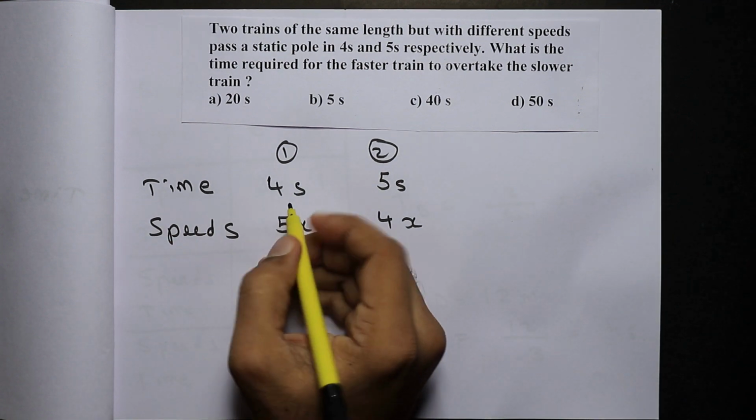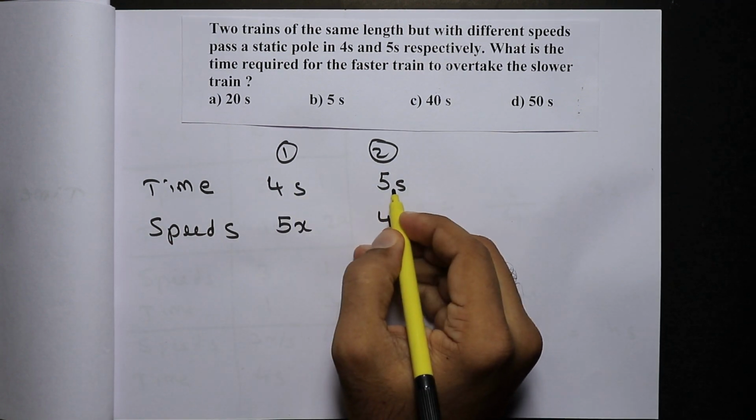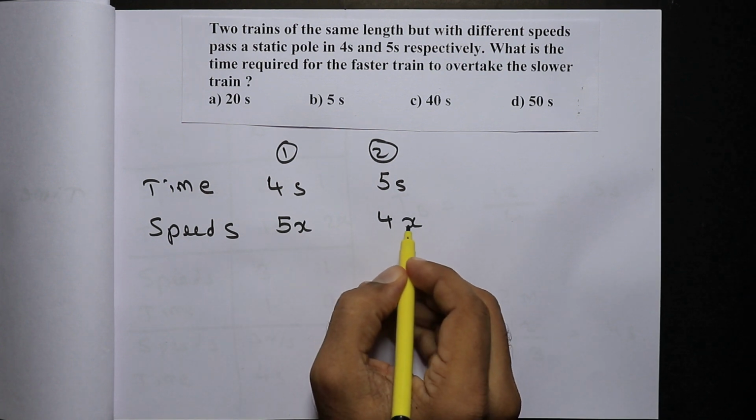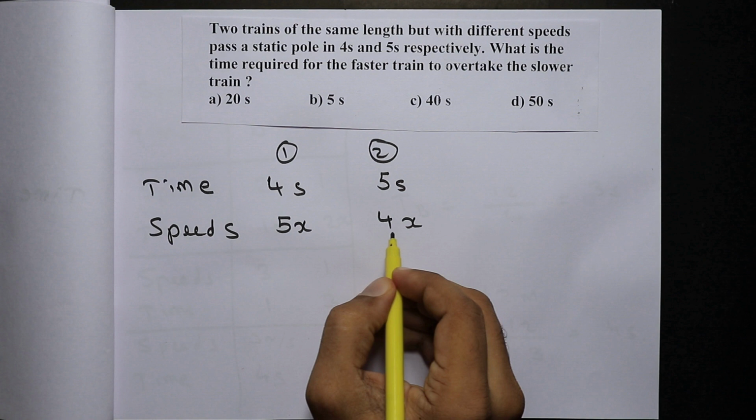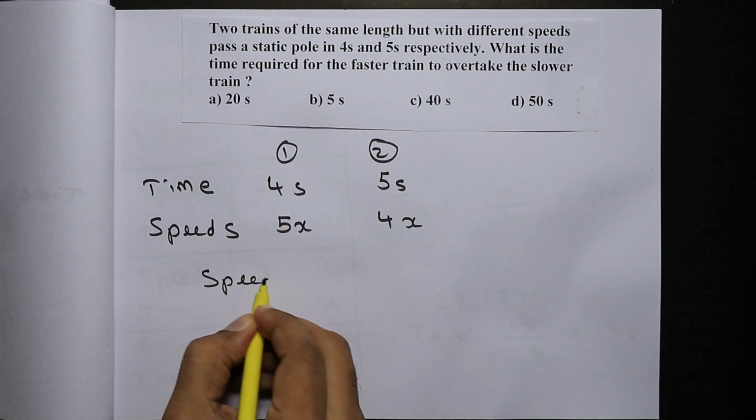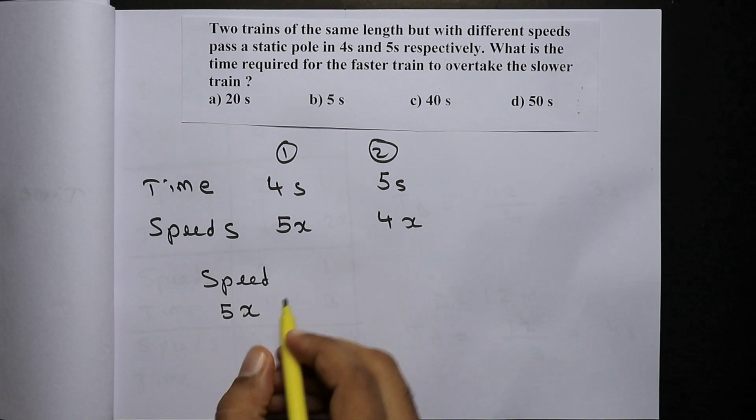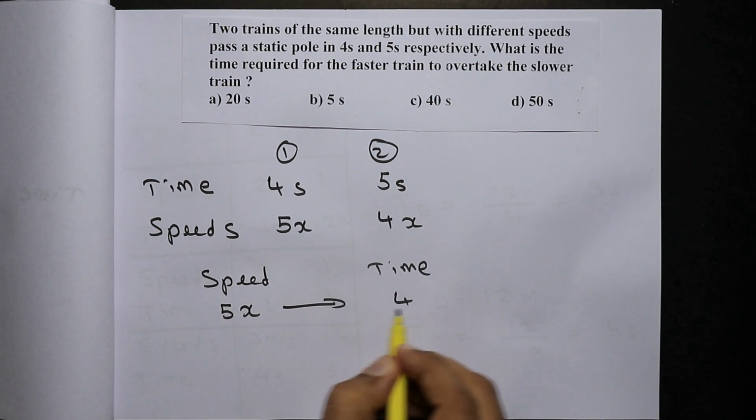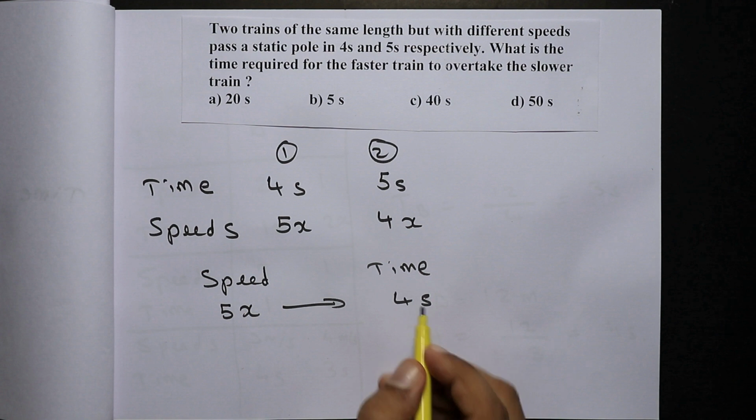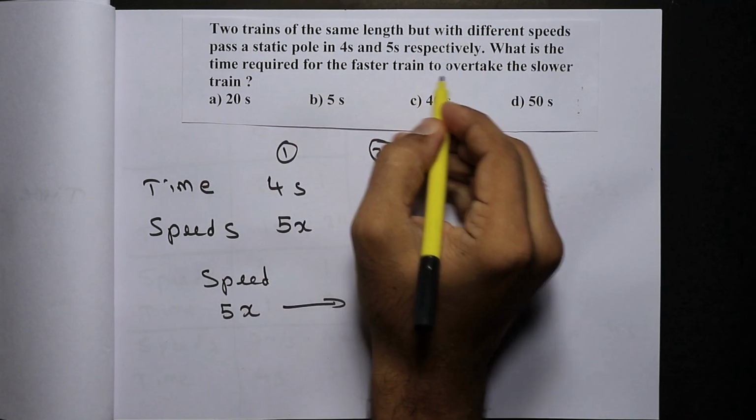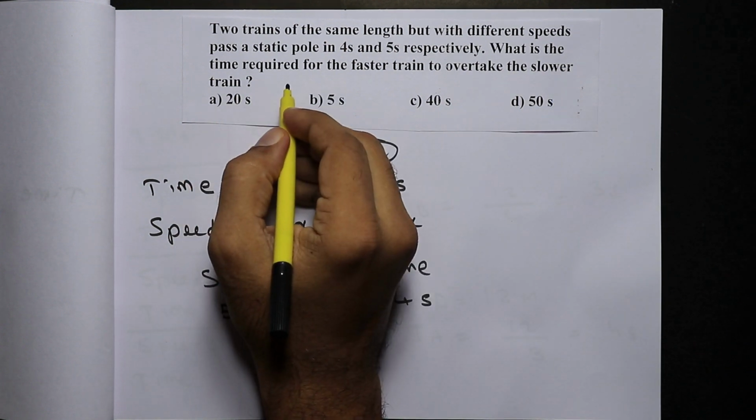So here the time required is in the ratio 4 is to 5. Then their speeds will be in the ratio 5 is to 4. So you can take their speeds as 5x and 4x. Now consider the first train. Its speed is 5x, and when the speed is 5x, time required is 4 seconds. Now the question is, what is the time required for the faster train to overtake the slower train?